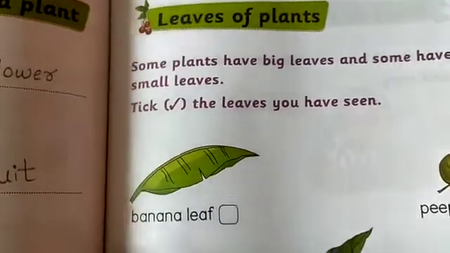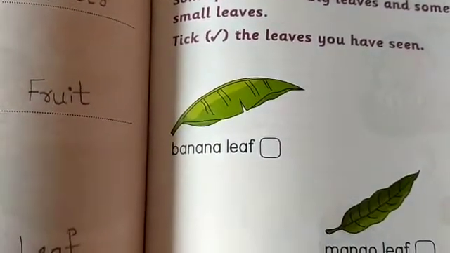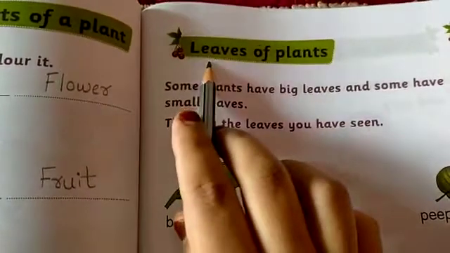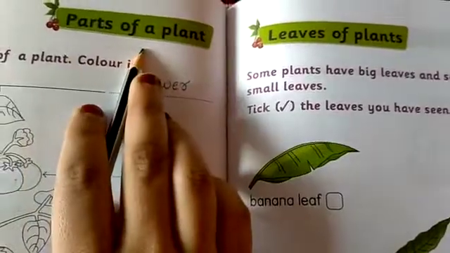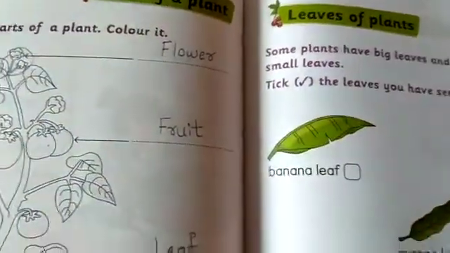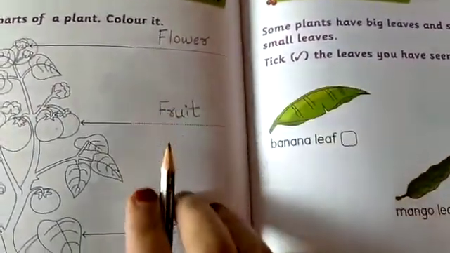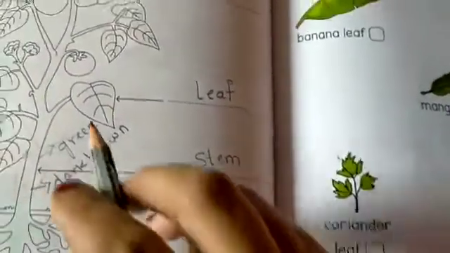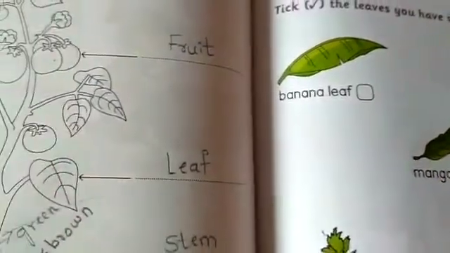In today's video, I am presenting EVS for UKG class children. Our today's topic is leaves of plants. In our previous class, we learned about parts of a plant. In this, mainly 5 parts are there: flower, fruit, leaf, stem, root. Today we are learning different types of leaves of plants.